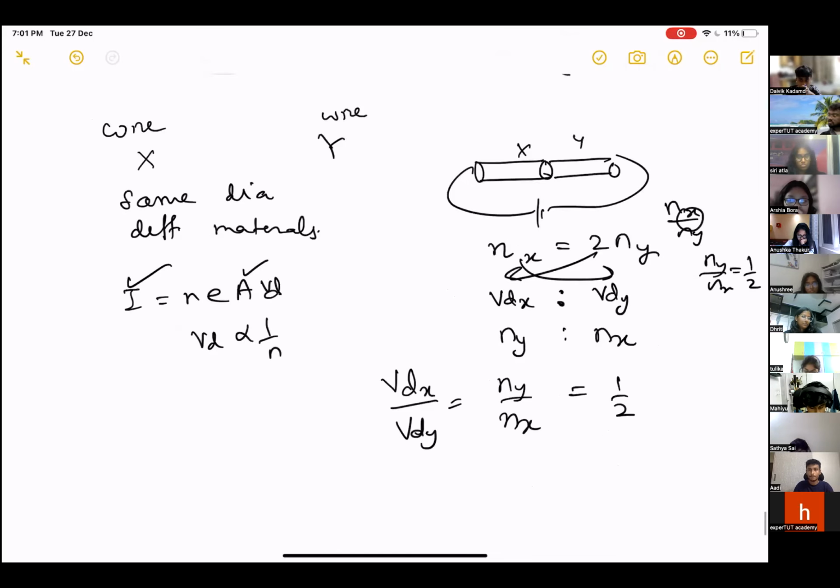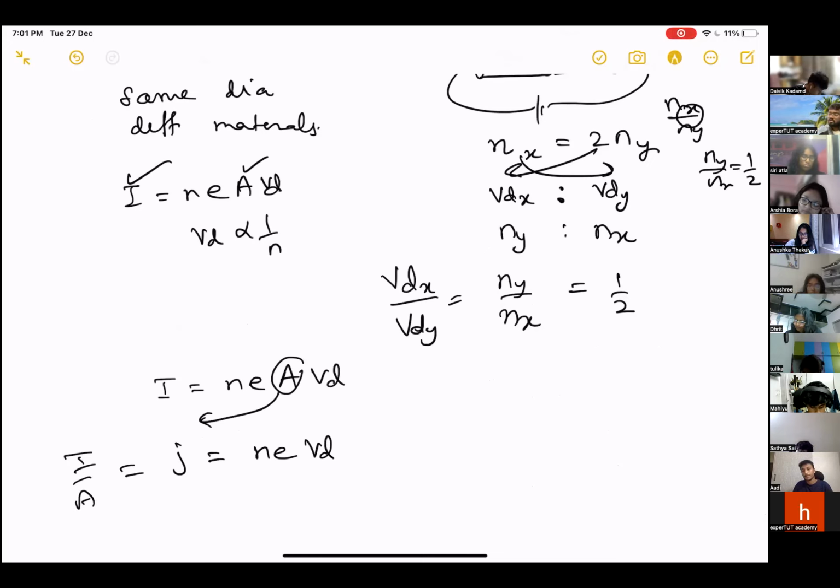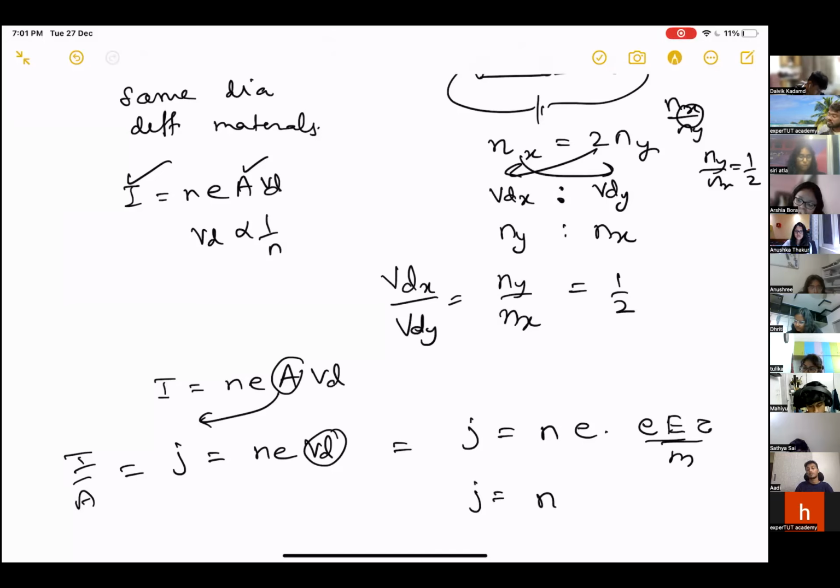I is equal to NEAVD, and current density was I by A, no? So taking this down, I by A becomes J. J is NE and VD, and VD was E tau by M. So J is equal to N E and then E tau by M. So here J is equal to N E square tau by M, okay?